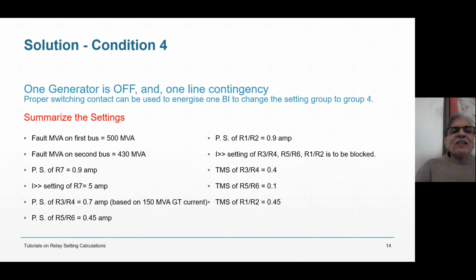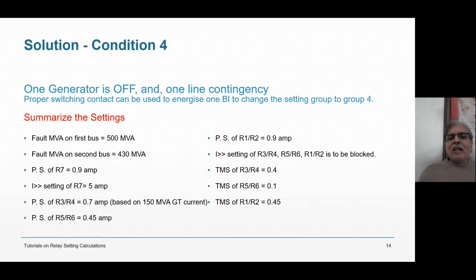Condition 4. So 4 different conditions. Power system is highly dynamic. In such a simple power system, there are 4 conditions. All lines and all generators are on. 2 generators are on, but 1 line off. 1 generator off, but 2 lines on. And 1 generator is off and 1 line is off.